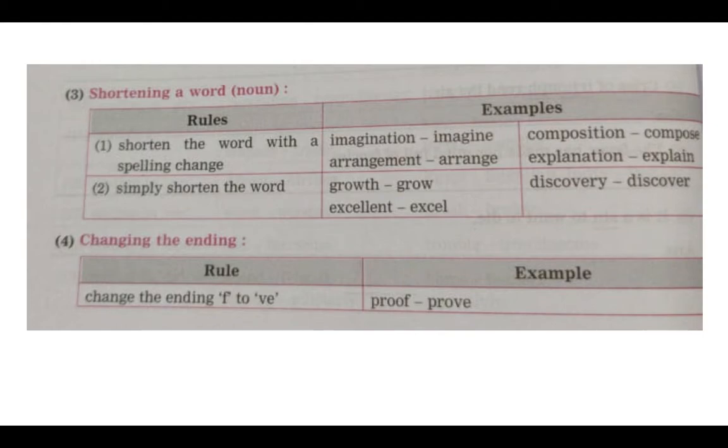Okay, lastly you come to the rule where the ending changes from f to ve. Okay, for example, proof is changed to prove. Prove. Similarly, I'll give you another example like belief. Belief would turn to believe. Okay, so you should know how these words have been changed using these various rules.